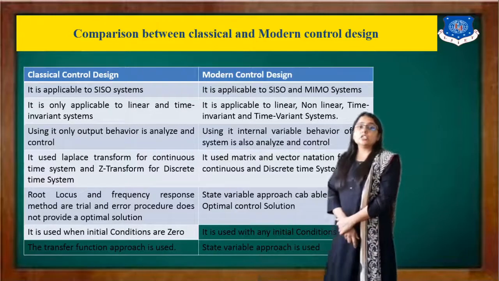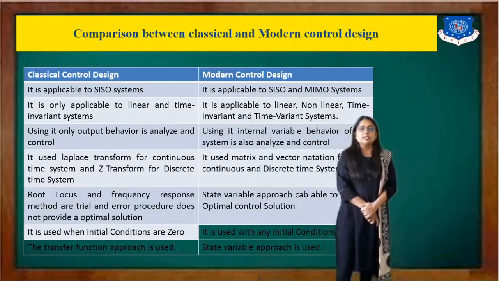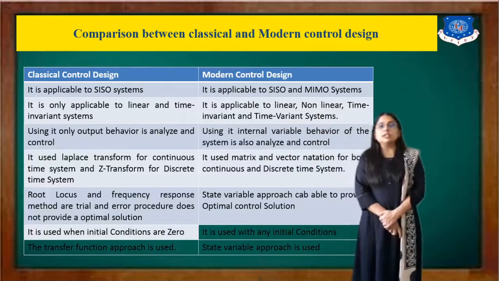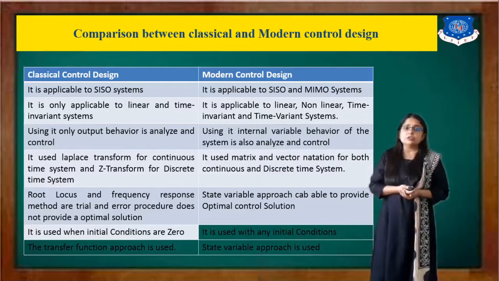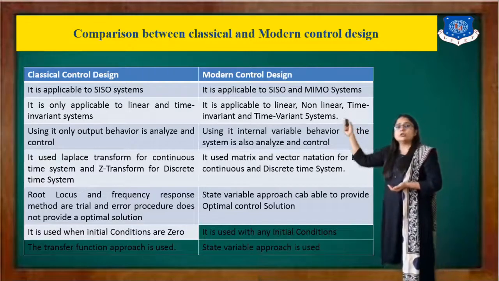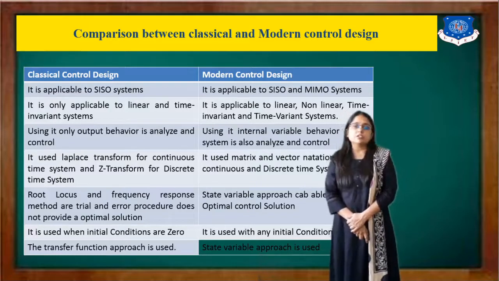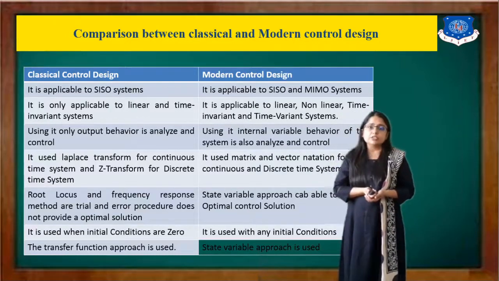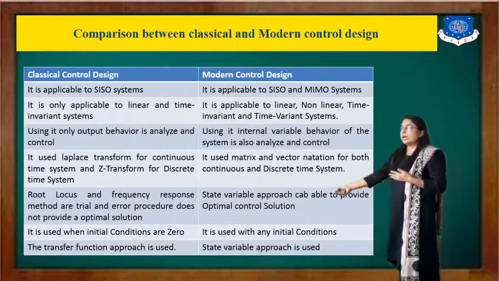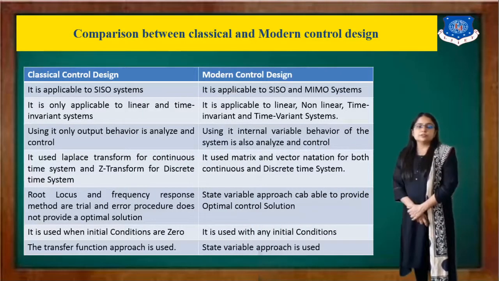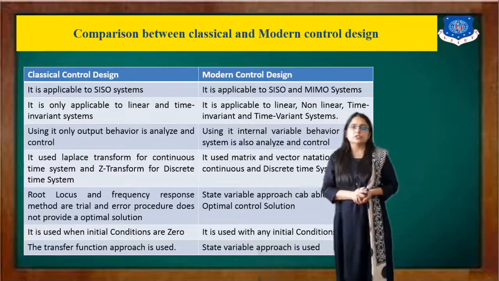Now, classical control design is applicable when the initial conditions are 0. If you have some initial conditions and you want to find the solution, then you have to use modern control design. The transfer function approach is used because, as you know very well, in the transfer function definition all initial conditions are equal to 0. And here the state variable approach is used. So this is the comparison between classical control and modern control.